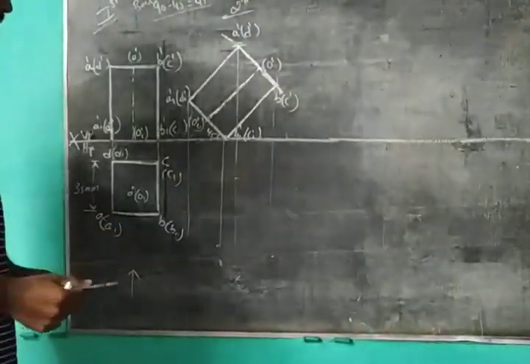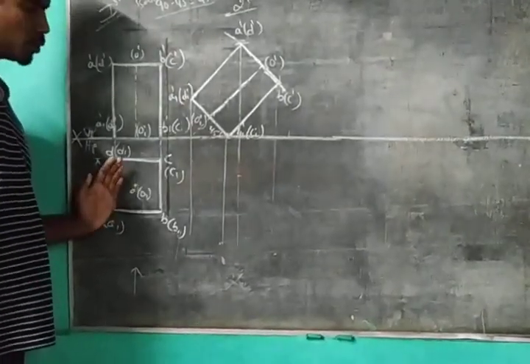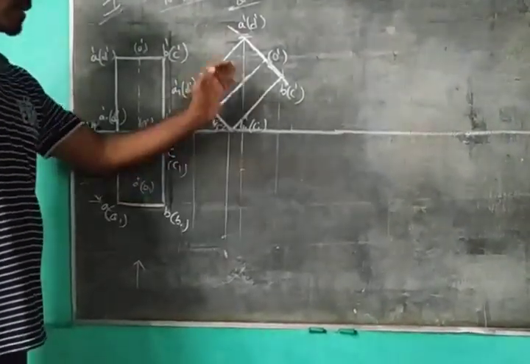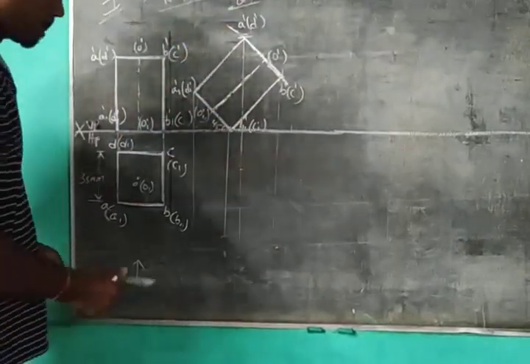After this, you just project this top view towards the right side, so that we will get the top view for the second position.